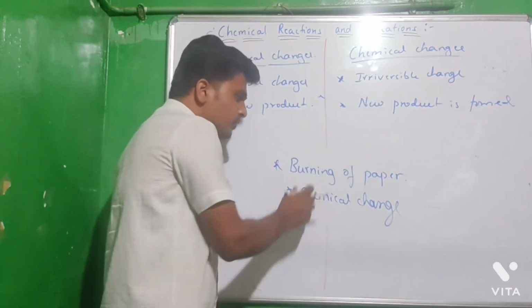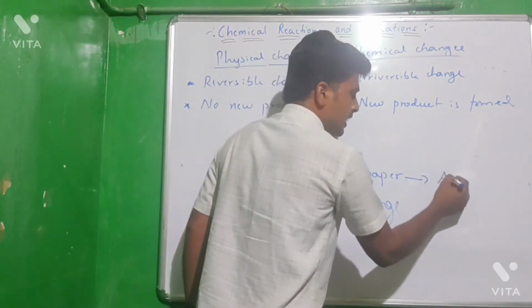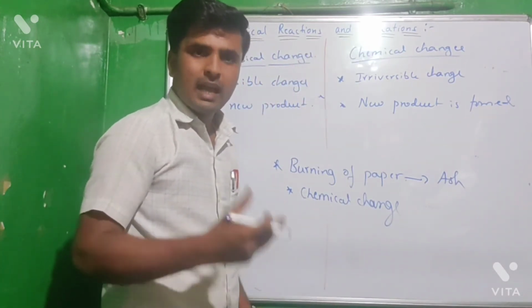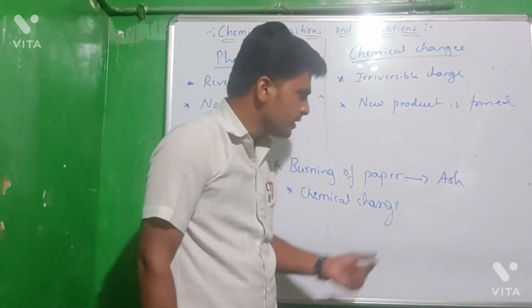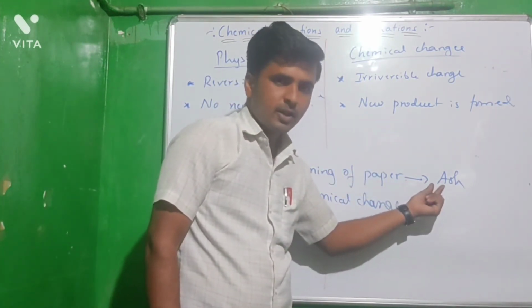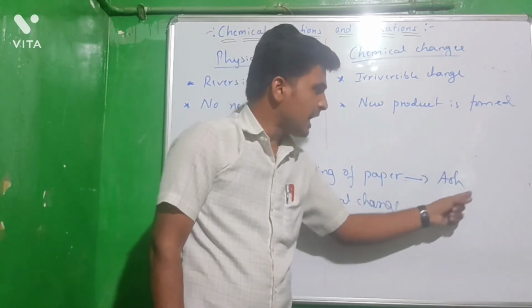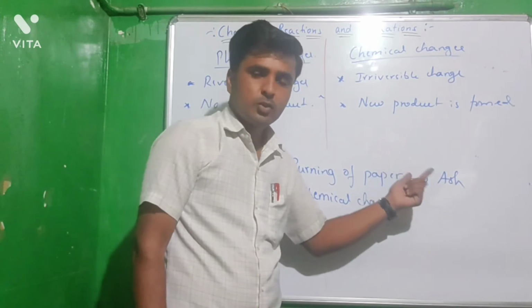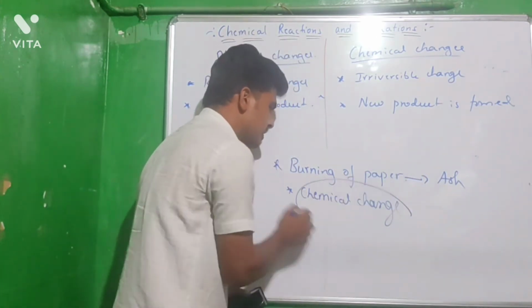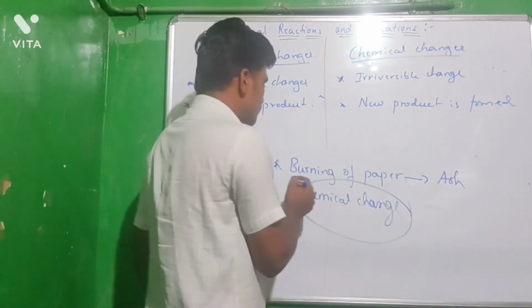For example, if you burn the paper, what will happen? There is a formation of ash. Can we get the paper from the ash? Not at all. So it is irreversible, and a new product, the ash, is formed. If a new product is formed and it is irreversible, it is definitely a chemical change. Clear? Any doubts?